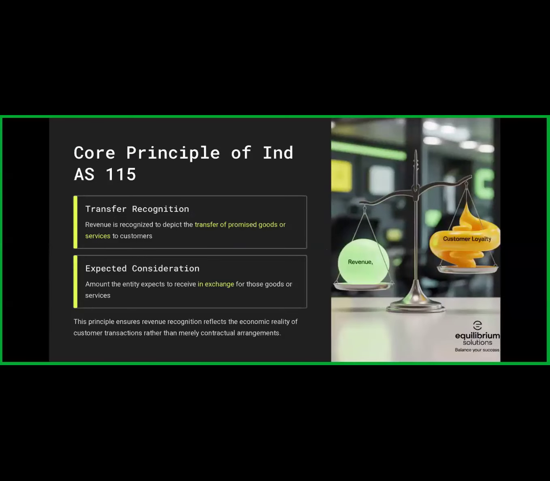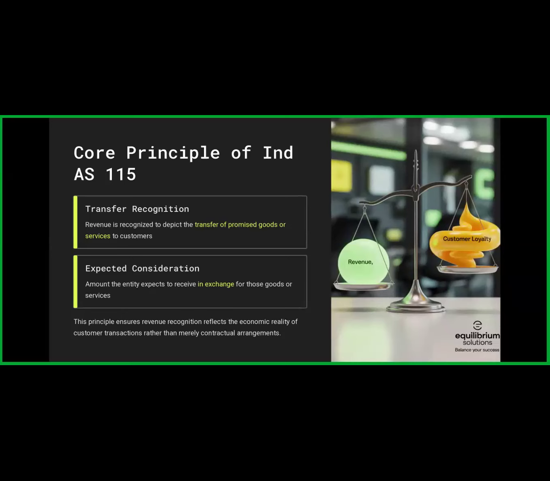So we can say now we understand. So what are the core principles of the AS 115? The first one is the transfer recognition. Revenue is recognized to depict the transfer of promised goods or services to the customer.